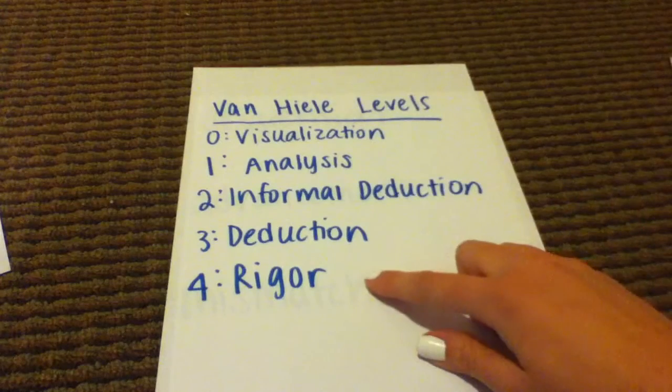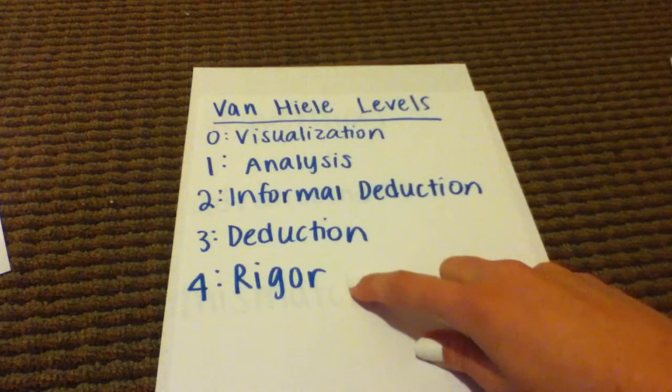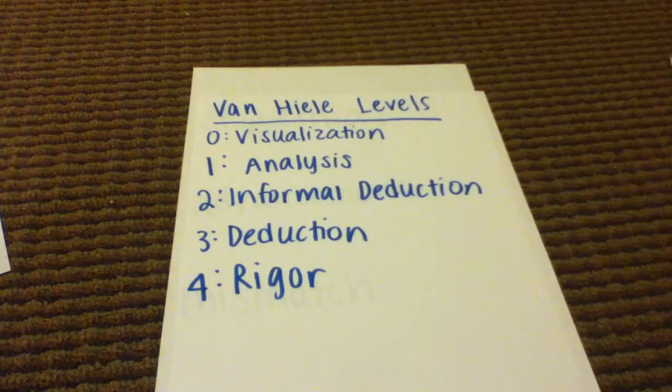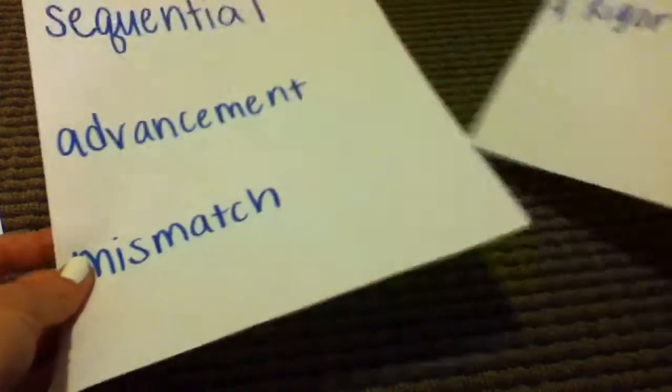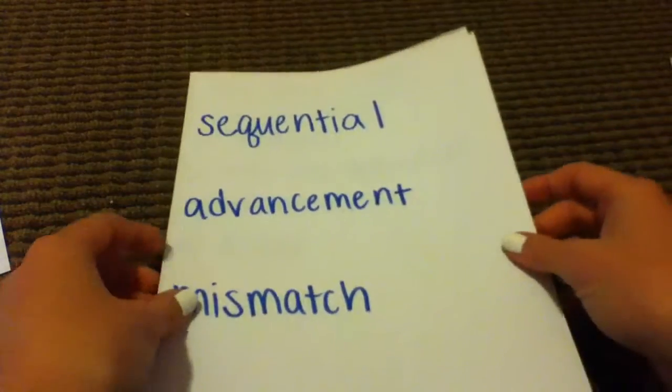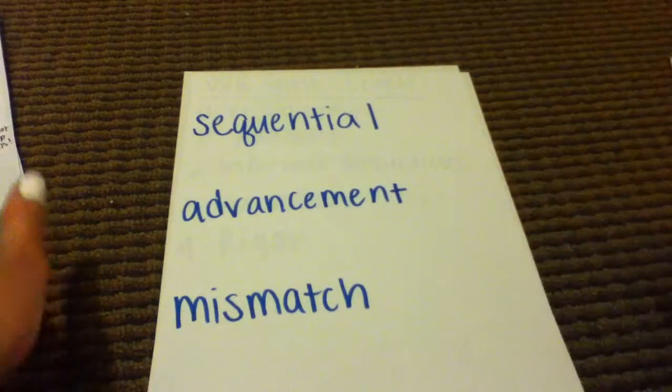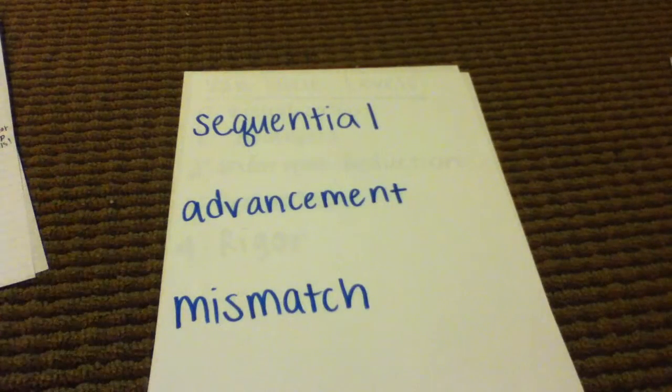And then the last level in the Van Hiele model is level 4. This is rigor, and it's usually reached at the university or college level. So a couple important things we have to discuss when looking at the Van Hiele model is that it is sequential, which just means we must go through the levels in order. So teaching, this is very important. You can't skip a level. You have to go through in order for students to understand.